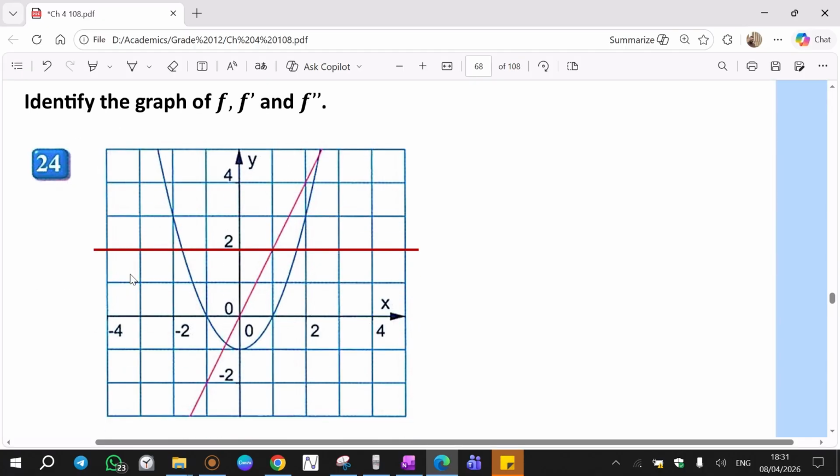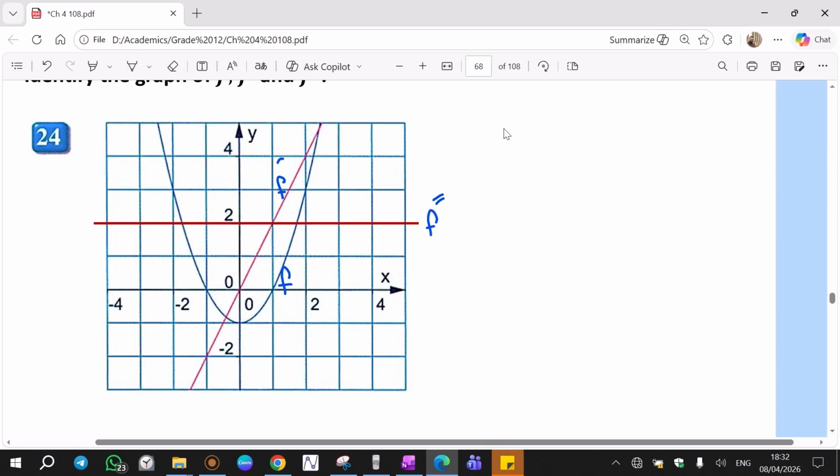And here we have three functions. Which one is f, which one is f prime, which one is f double prime. Highest power is x power 2, that's f. Take one derivative, it will be x power 1, which is linear. Sorry, that's f prime. Derivative of f prime, derivative of linear is constant. So the constant function, which is a horizontal straight line, is f double prime. Very easy.